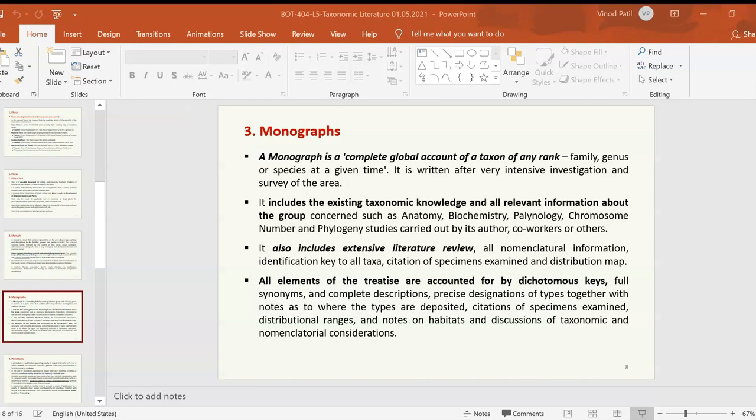If it is of a genus, for example genus Terminalia, it includes every detail of Terminalia across the globe. That is called a monograph. So these are expensive. These are costlier than those available in the form of flora.